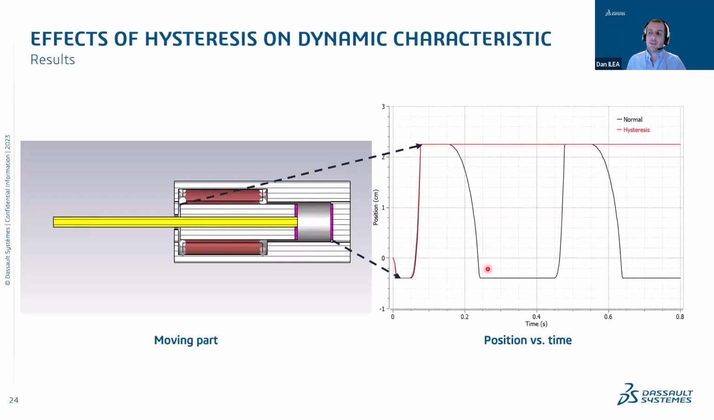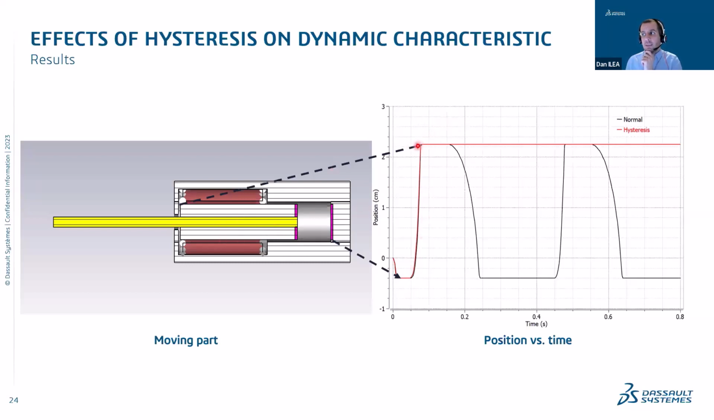Now, let's have a look actually at the characteristic. So what's happening when we employ a hysteresis material? And this is quite interesting. We have in black our original characteristic for the motion, and in red we have the characteristic when we're employing a hysteretic material. And what we can see here is that for the first part of our cycle, those two are fairly identical. So the moving part is going all the way to the right-hand side. It's touching the magnet and then starting to move in the other direction.